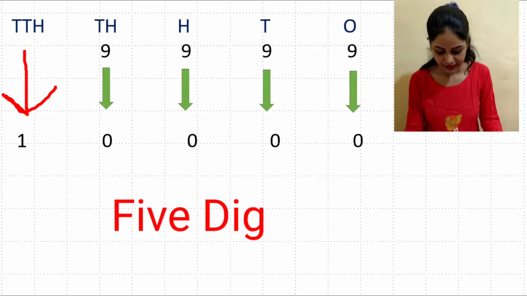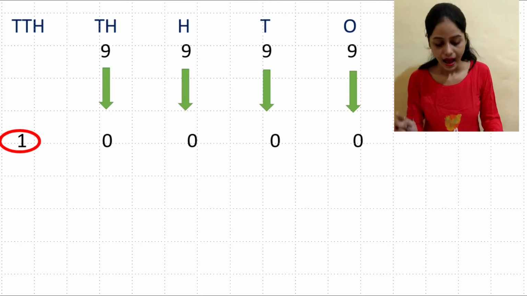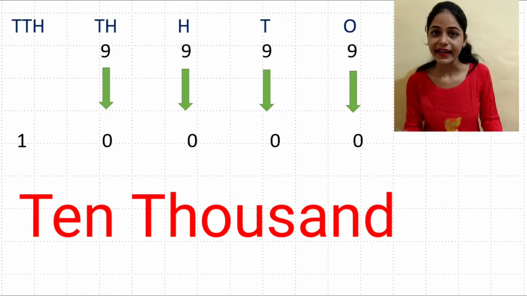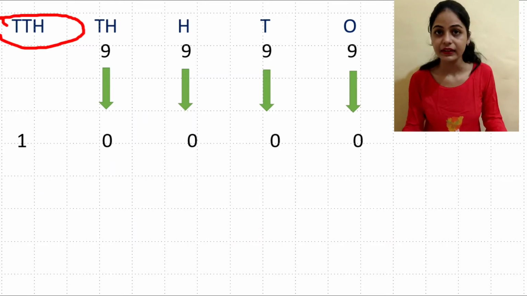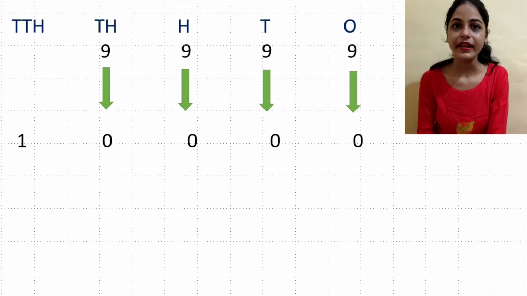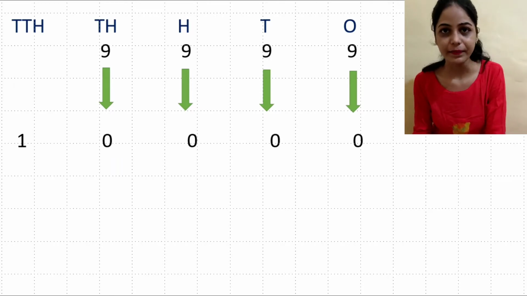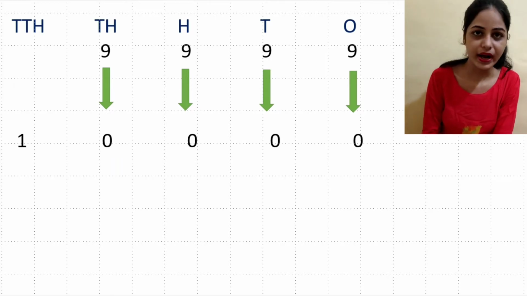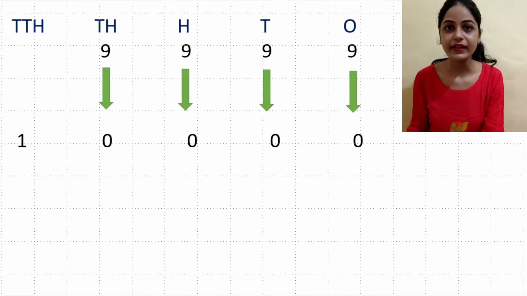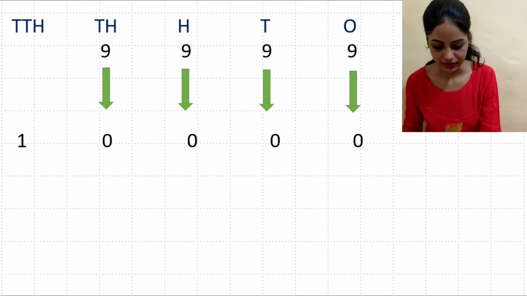So this is a 5-digit number. This one actually represents 10,000 because it is in the 10,000 place. Just like a 1 in the 1000 place represents 1000, similarly, 1 in the 100 place represents 100. Similarly, 1 in the 10,000 place represents 10,000.